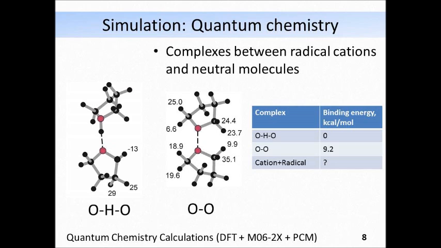The first has a shifted proton between two oxygens. We call this complex OHO. And the second structure has a direct bond between oxygens. We call it the OO complex. We calculated relative energies that you can see in the table, but we have problems with calculating the energy of the system with full separation of cation and radical.